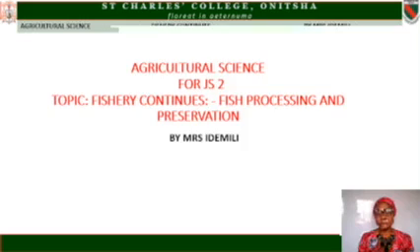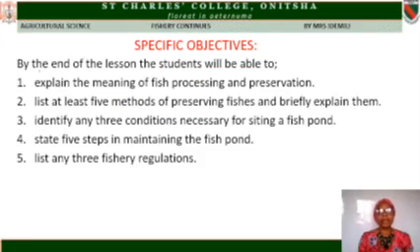Now, by the end of this lesson, students, you are going to answer these questions for me. Number 1, explain the meaning of fish processing and preservation. Number 2, list at least 5 methods of preserving fishes and briefly explain them. Number 3, identify any 3 conditions necessary for siting a fish pond. Number 4, state 5 steps in maintaining the fish pond. And number 5, list any 3 fishery regulations.